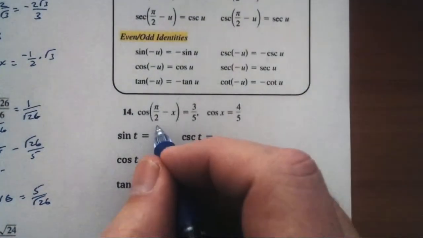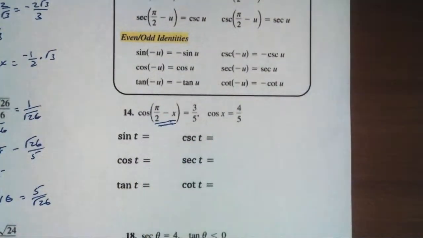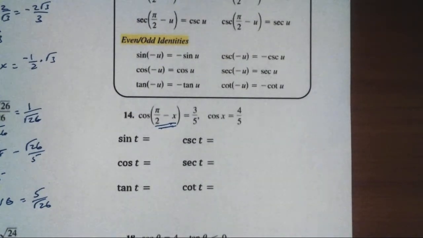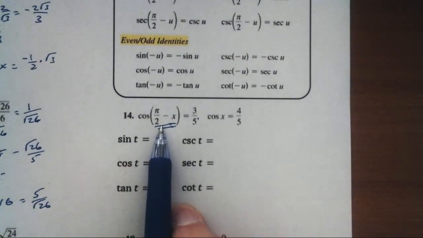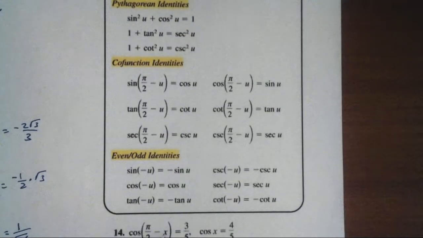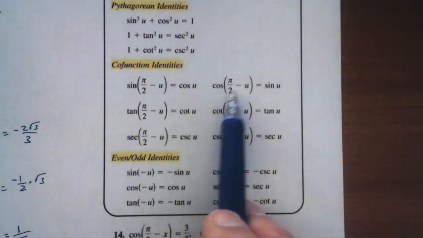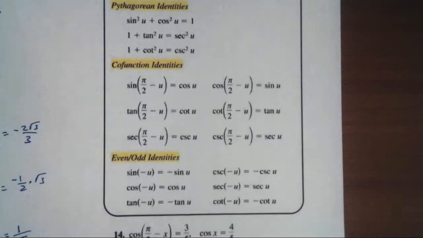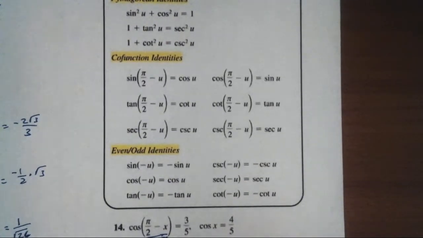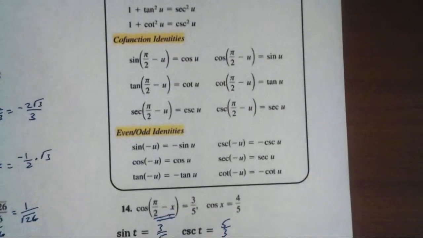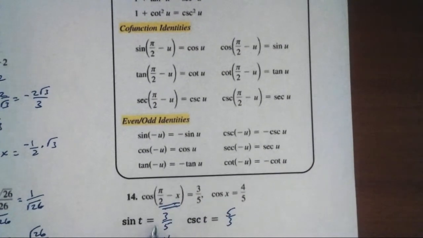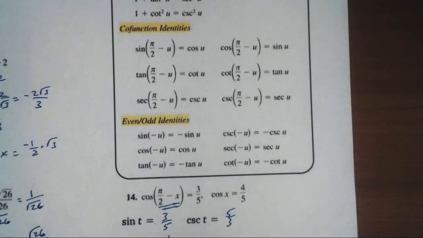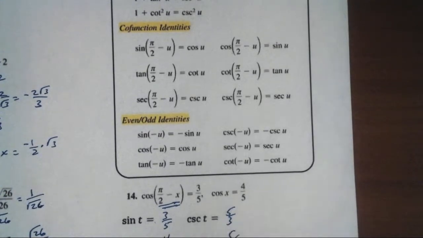Okay. This one we talked about last chapter, didn't test on it, but we talked about this cofunction identity, and they just jump right out at you. They're not going to hide these things. Cosine of pi on 2 minus x is equal to sine of x. Well, in this case, t, but again, my apologies, I spoke about that earlier. So if cosine of this guy's complement is 3/5, sine is 3/5, making cosecant 5/3. Cosine is 4/5. Sine on cosine, the 5's cancel, 3/4, and we get cotangent as the reciprocal.